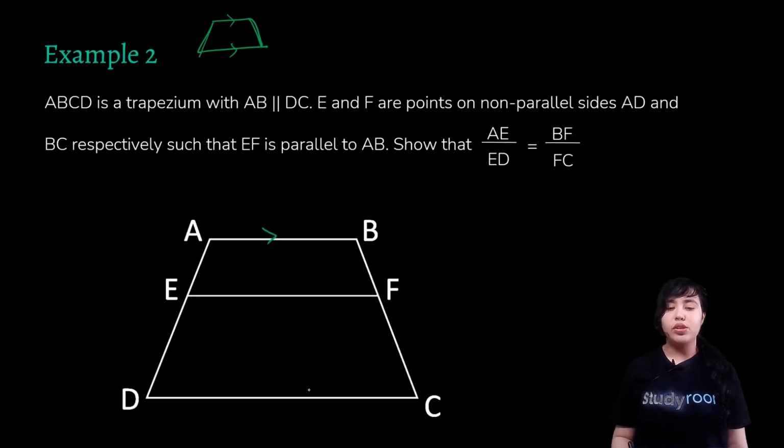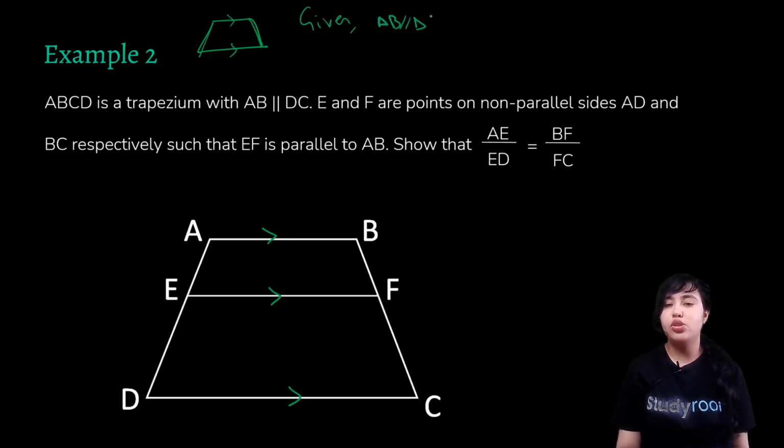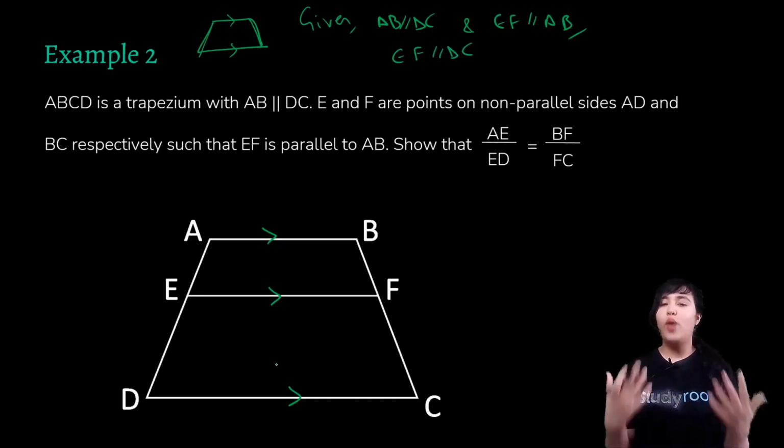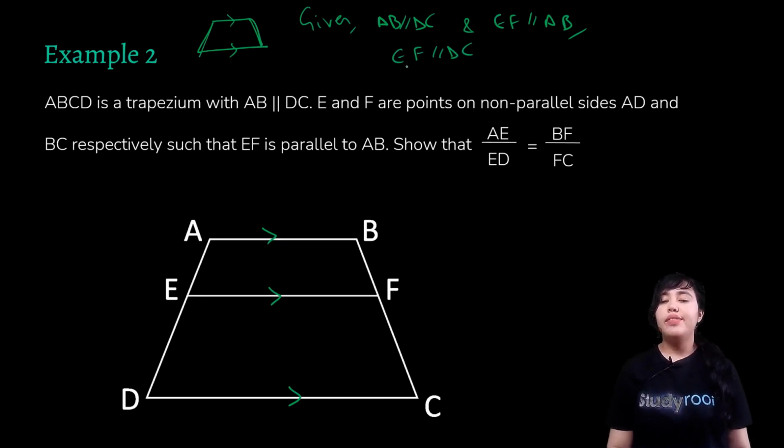Here AB is parallel to DC, and they have said that E and F are points on the non-parallel sides such that EF is parallel to AB, okay? So what has been given is that AB is parallel to DC and EF is parallel to AB, which means that EF would also be parallel to DC. In other words, all these three lines, AB, EF, DC, are parallel to one another. Okay, now if EF is parallel to DC, I can use theorem 6.1, the basic proportionality theorem, over here. How? I'll just tell you.